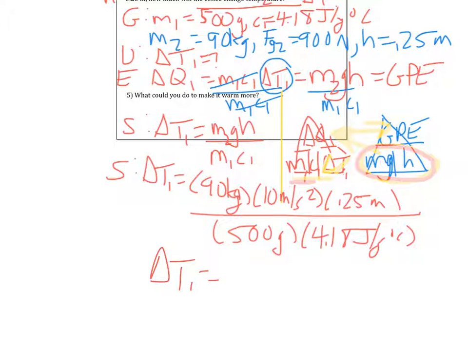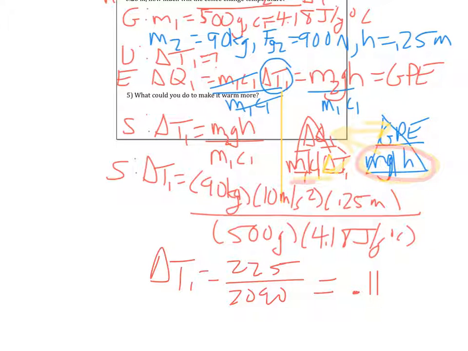So we'll do the top. So we'll do 90 times 10 times 0.25. So that's 225. Again, we'll do the units at the end. And then 500 times 4.18. So that's 2090. And so 225 divided by 2090 is 0.1. Oh, wow, it's not going to change very much. If we round, 0.11. All right, so it should come out degrees Celsius.